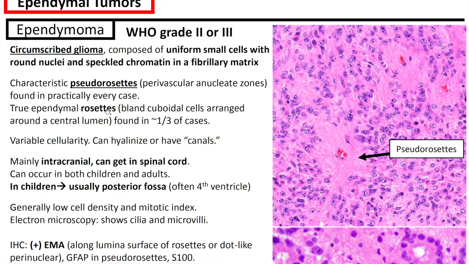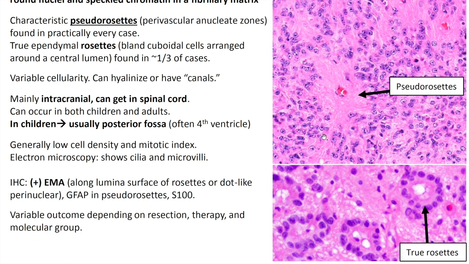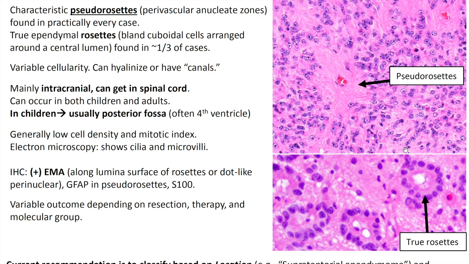True ependymal rosettes, or bland cuboidal cells arranged around a central lumen, are found in about 1/3 of cases. So if the center of the rosette is a vessel, it's a pseudorosette. If it's around a central lumen, it's a true rosette, which is seen in about 1/3 of cases, but pseudorosettes, this anucleate clearing around a vessel, are seen in most cases, practically every case. There's variable cellularity of ependymomas, and they can hyalinize or have canals. Oh, and real quick, here's an example of a true rosette. We've got this clearing around a central lumen, that's a true rosette, whereas pseudorosettes are around vessels.